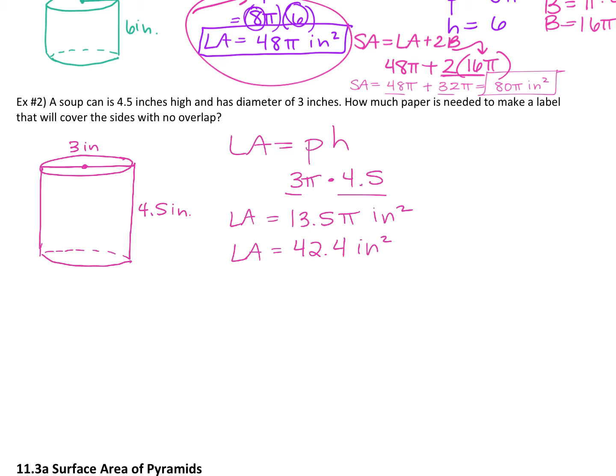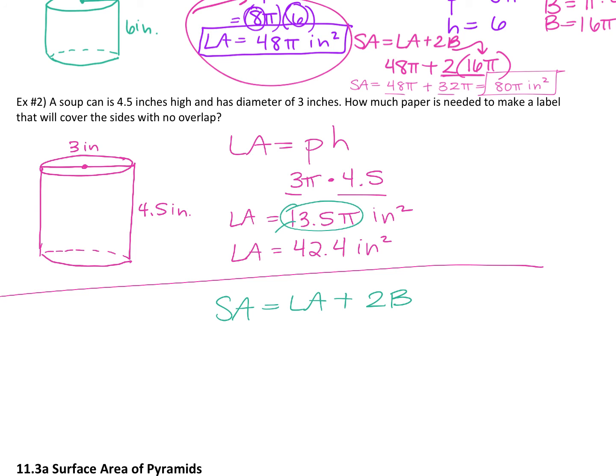You're done. But let's just pretend that we also were going to find surface area because I want you to try one more surface area. So surface area is the lateral area plus 2 times B. Okay, so I'm going to leave this in terms of pi. I'm going to put 13.5 pi right here plus 2. How do you find B right now?